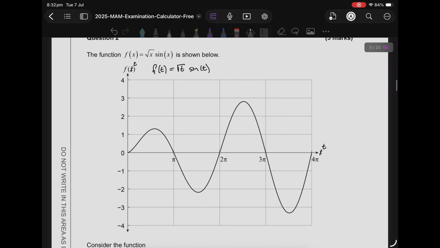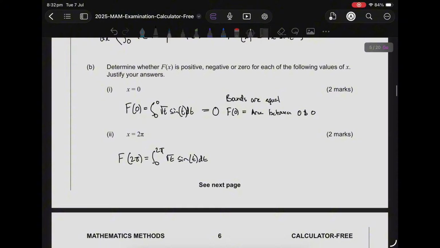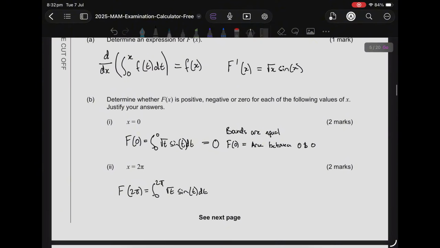Notice that each of these gaps are 1 pi space apart, so the width is the same. Now we're asked to find the signed area from here to here. Notice that this first positive area goes up to about 1.3, whereas this negative area goes all the way up to past 2. Therefore, this negative area is larger than the positive area. Thus, the area from 0 to 2 pi will be negative.